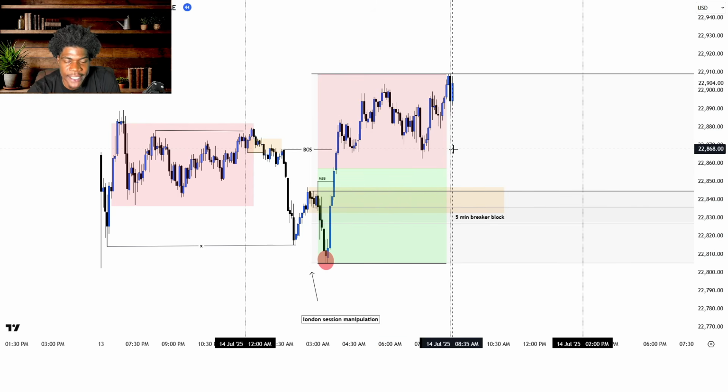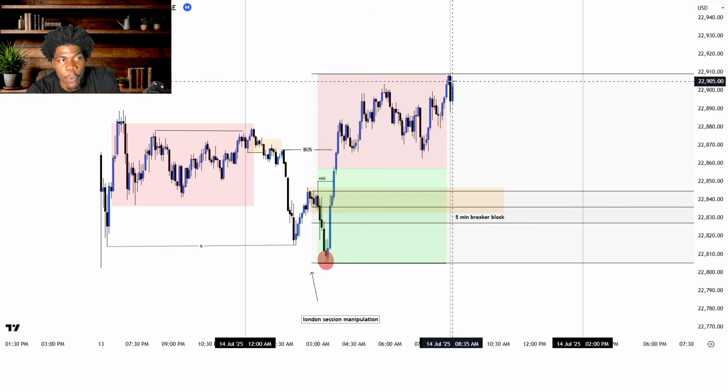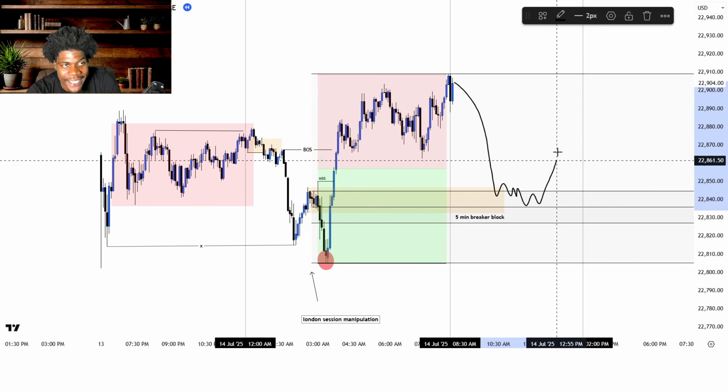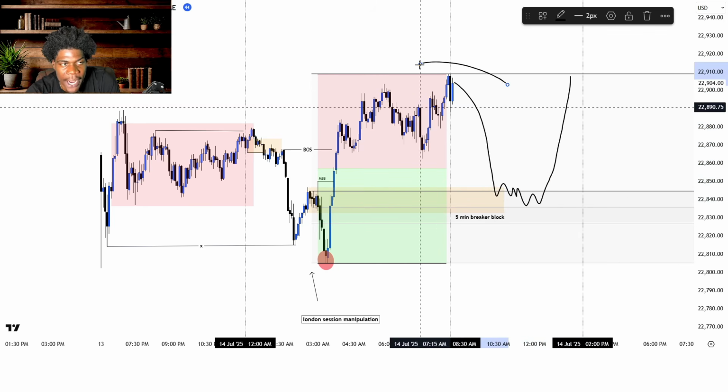For us to catch our continuation model, like I stated, we have to wait for a pullback during the New York Killzone time to then extend higher to clear prior highs.